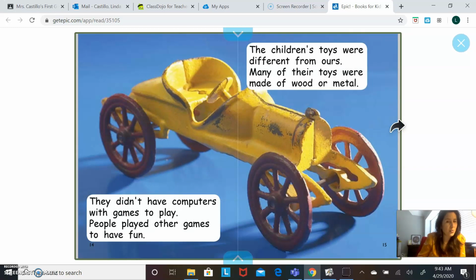They didn't have computers with games to play. People played other games to have fun. The children's toys were different from ours. Many of their toys were made of wood or metal.